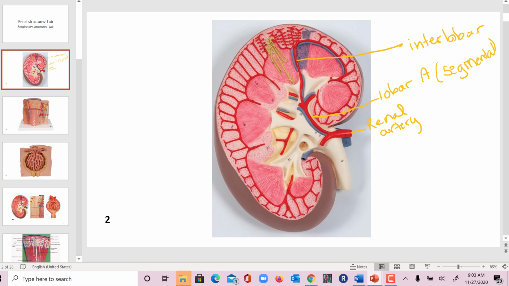Now, after the interlobar, we see these vessels that are arcing around the base of the renal pyramids. So those are the arcuate vessels. There is an artery and a vein. And then after that, we see these finger-like extensions. Those are called cortical radiants.